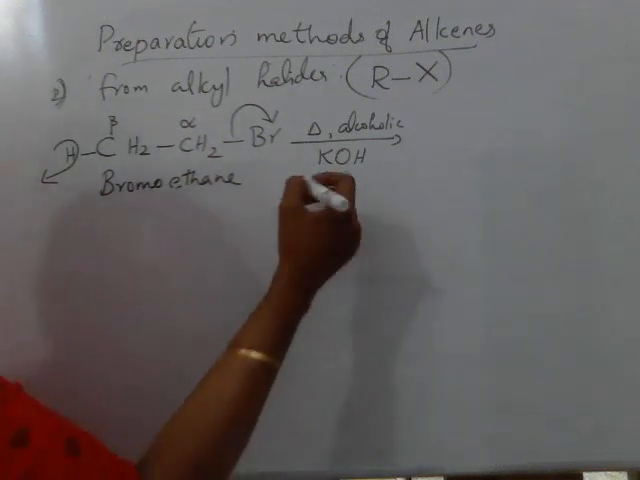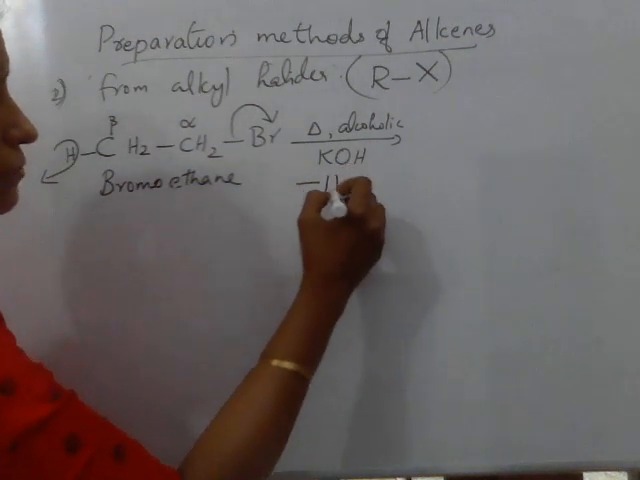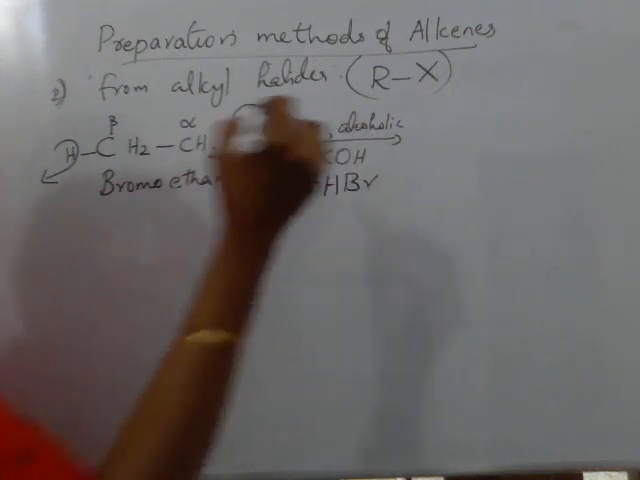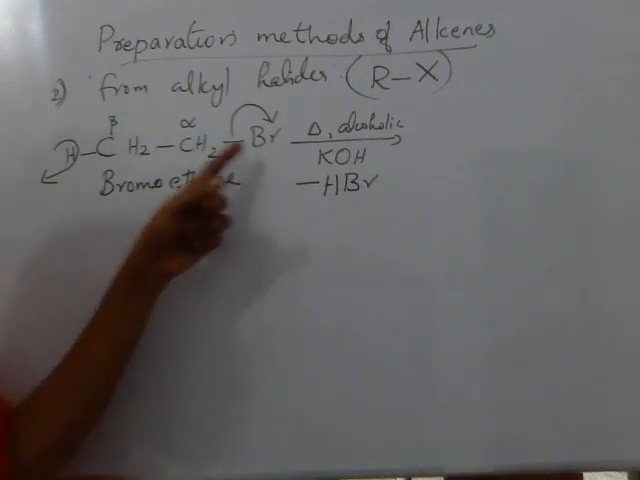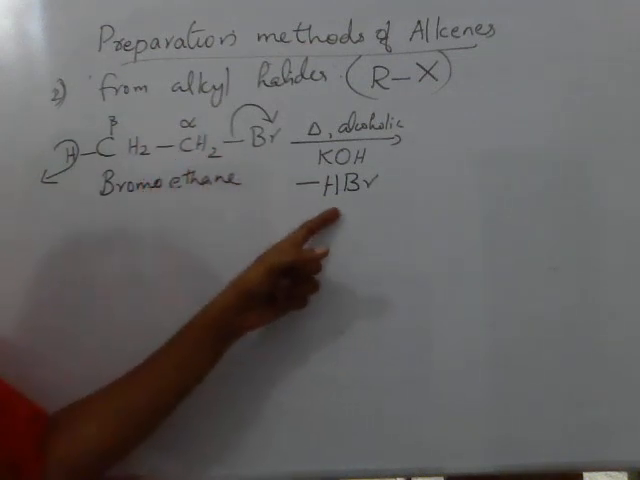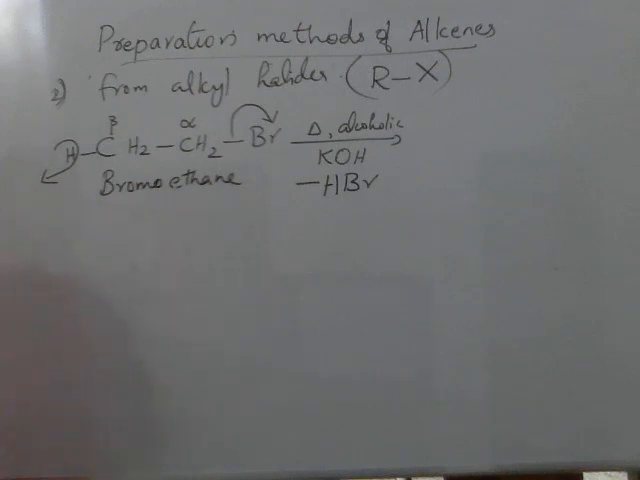And what do we get? What will be eliminated here? A molecule of HBr will be eliminated. Hydrogen from the beta carbon, halogen, here bromine from the alpha carbon atom is eliminated as minus HBr, hydrogen bromide. So what do we get?